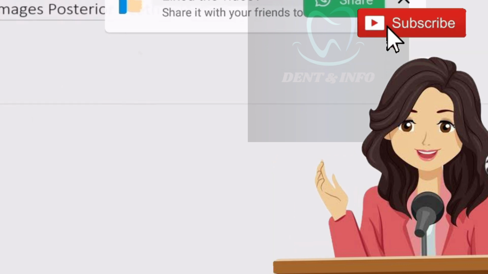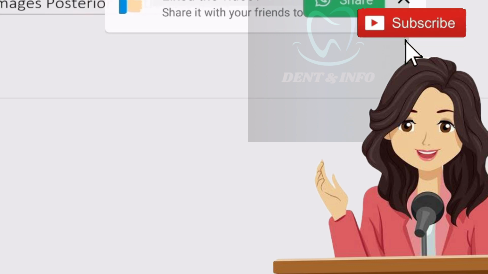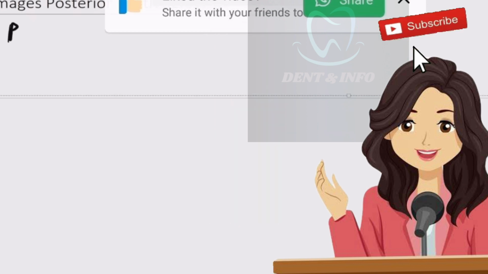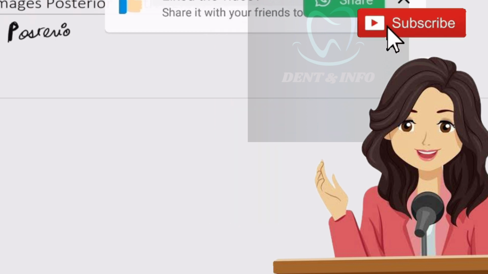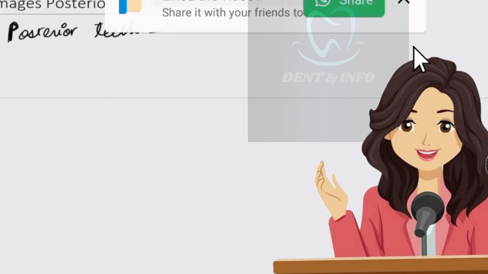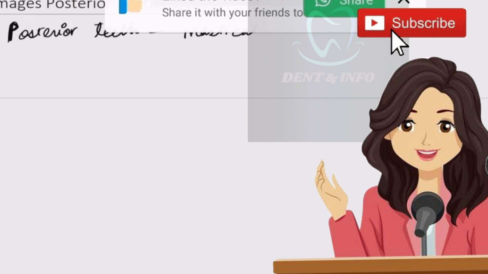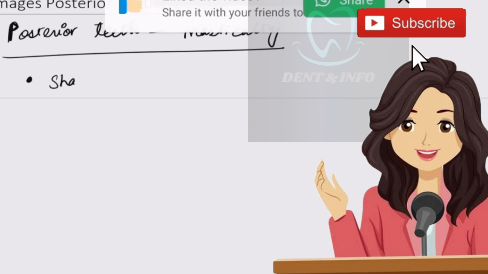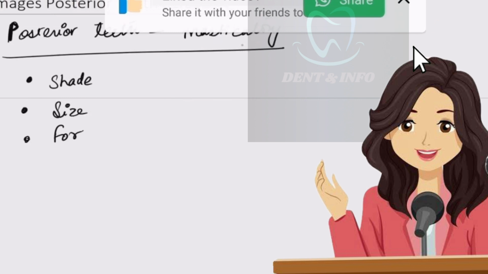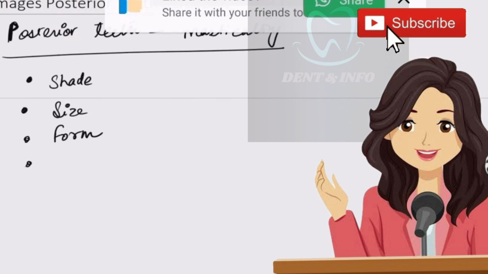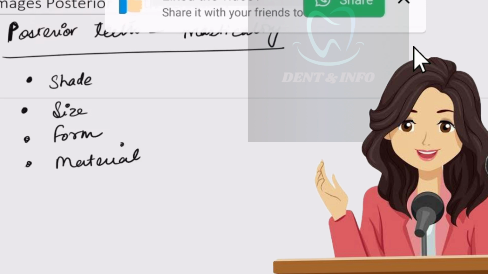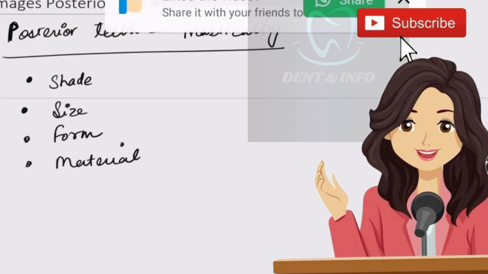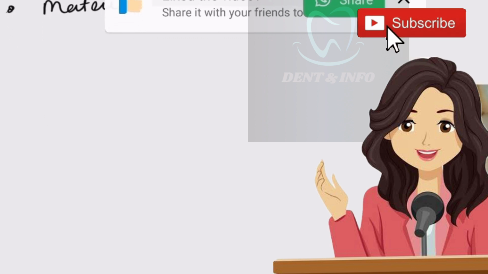Now let us come to posterior teeth. Like we discussed early on, posterior teeth main purpose is for masticatory function, but what all do we look at? We look at the shade of the teeth, we look at the size of the teeth, and we look at the form of the teeth in posteriors also. Then we look at the material of the teeth also. What material is the tooth made of in posterior teeth?